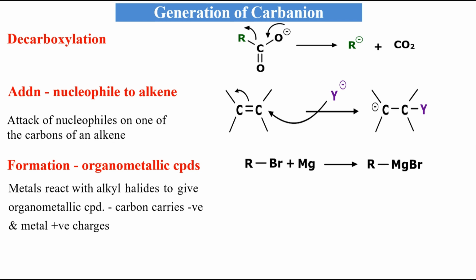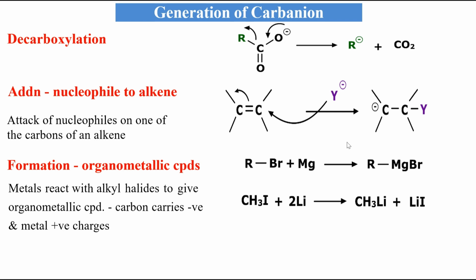Here, the magnesium in Grignard's reagent, as it is a metallic compound, is more electron rich than carbon. It donates electrons to R, the alkyl group. Thus, the carbon in the alkyl group becomes electron rich. Hence, a carbanion is generated.